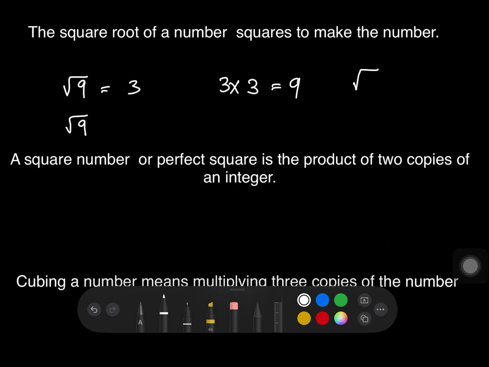Take note for that. A square number or perfect square is the product of two copies of an integer. For example, if you have 36, 36 is a square number. It's because 6 times 6 is equal to 36. So the product, take note, the product of two copies of an integer is equal to 36.